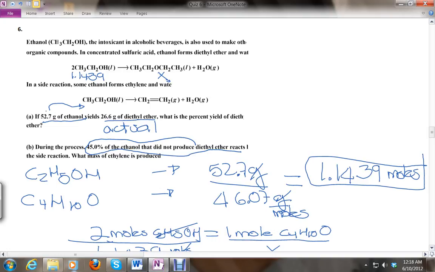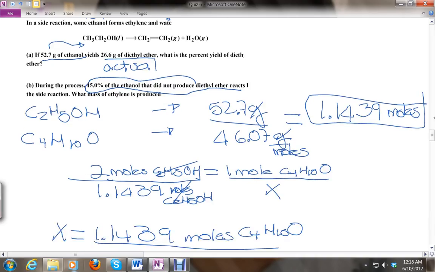Are we going to get 45% of 52.7? No, because 45% of 52.7 would be 45% of all the ethanol, of the initial amount of ethanol. It said the 45% that did not produce. So what do we have to do? We have to calculate the amount that didn't react from the 52.7 and then get 45% of that.